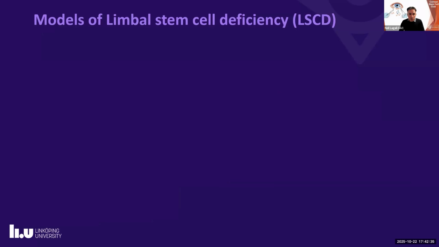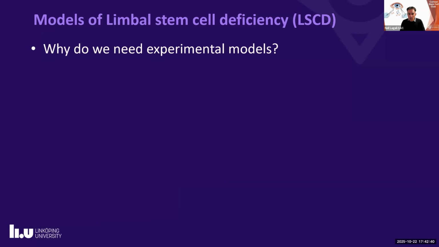We are interested in models of limbal stem cell deficiency. And why do we need these experimental models? Well, first of all, we'd like to understand better the mechanisms behind LSCD and what leads to it really at a genetic and molecular level. And the models are a way we can actually examine the tissue in a way that we can't in patients. And secondly, the models allow us to evaluate new potential therapies for limbal stem cell deficiency.